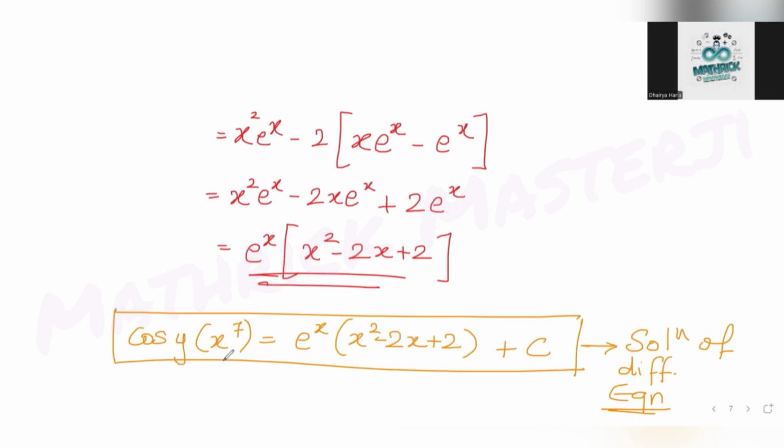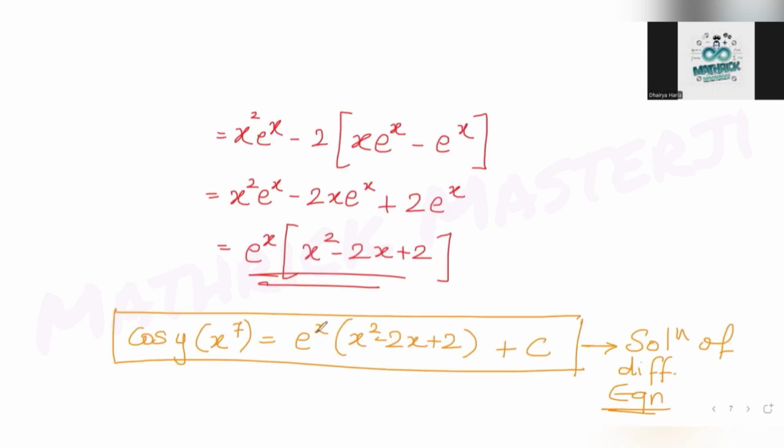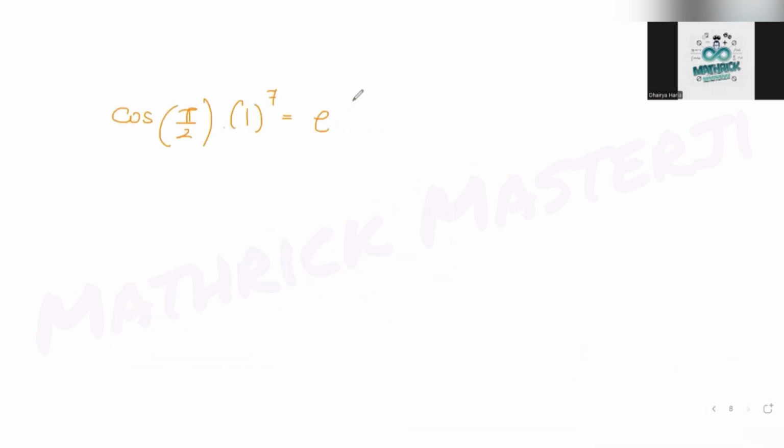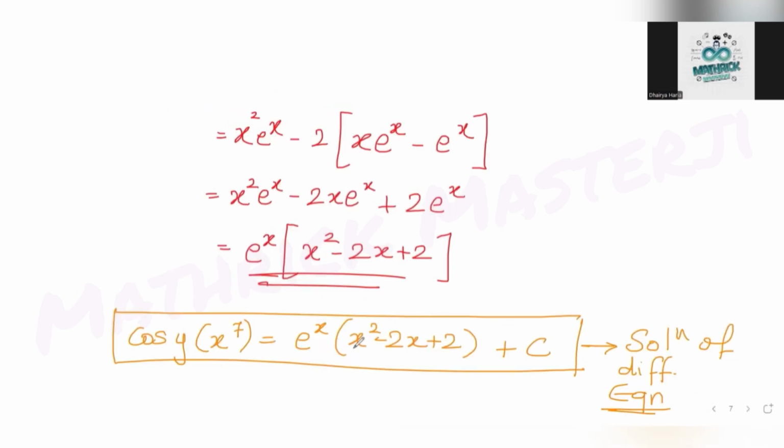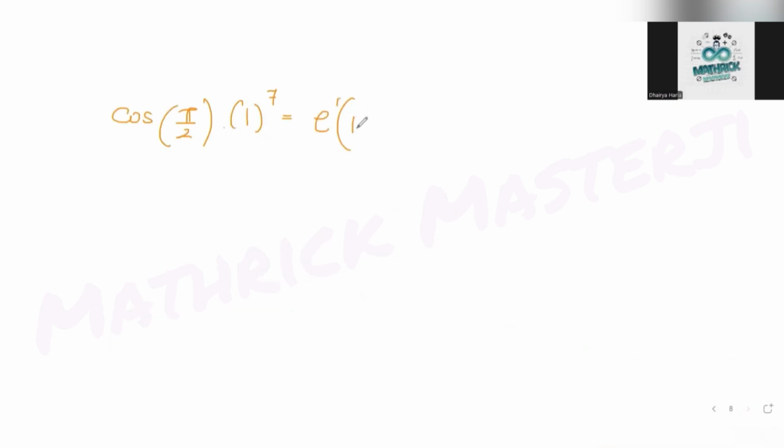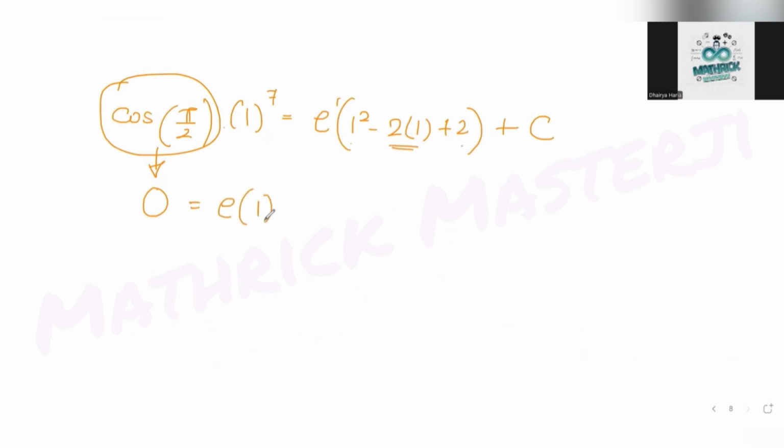into x raised to 7, so basically 1 raised to 7, is equal to e raised to x, means e raised to 1, and here x square minus 2x plus 2, so 1 square minus 2 into 1 plus 2, plus c. So what do I get from here? Cos pi over 2 is nothing but 0. 0 times anything is 0. E times 1 plus 2, which is 3, minus 2, which is 1. So what I get from here is c becomes e times 1, so minus e. So the constant of the differential equation becomes minus e here.